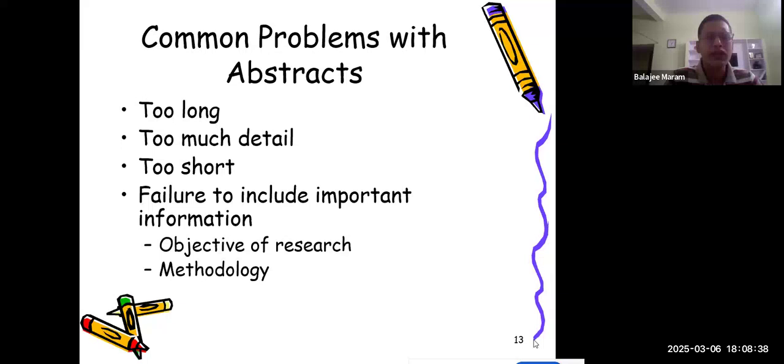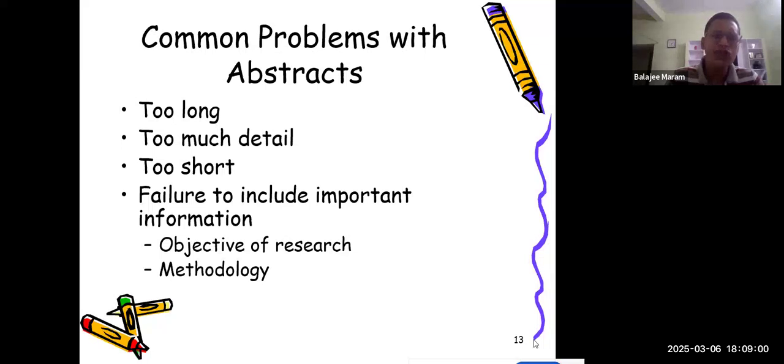Okay. Second one, too much detail. Too much detail means an abstract should just have simple points. In a simple way, simple points should be included, just the names of the algorithms or main results. Those things only. Not so much information should be included in an abstract.